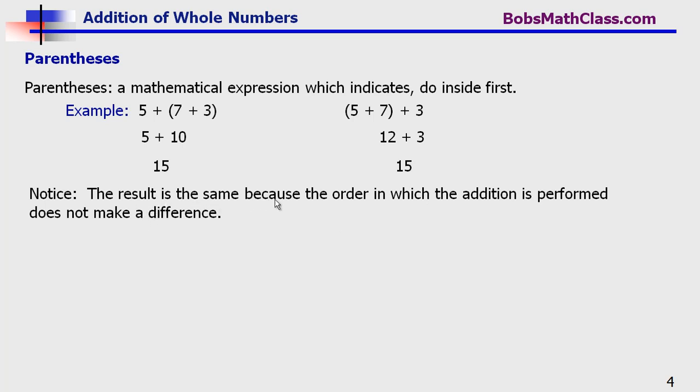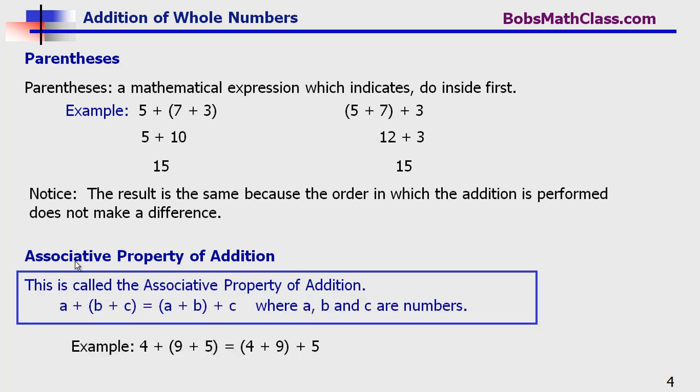Notice the result is the same because the order in which the addition is performed does not make a difference. As long as we have addition here, it doesn't matter if we add the last two numbers first or the first two numbers first. And that's called the associative property. This is our third property, the associative property of addition.